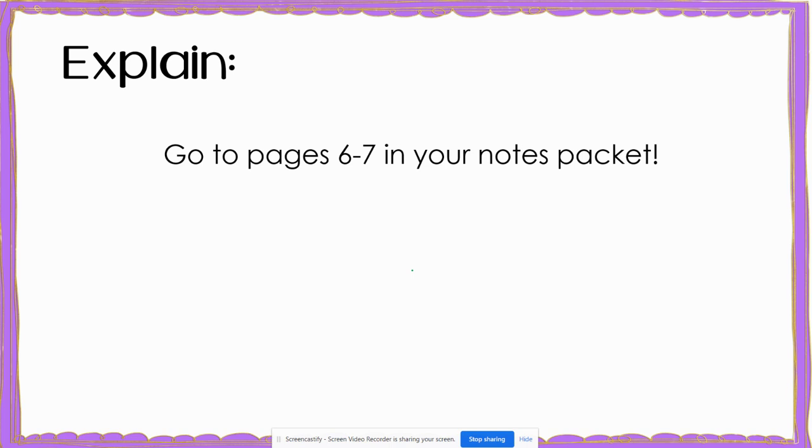Today we are going to learn how to determine whether a number is considered rational or irrational. You should be on page 6 in your yellow notes packet.